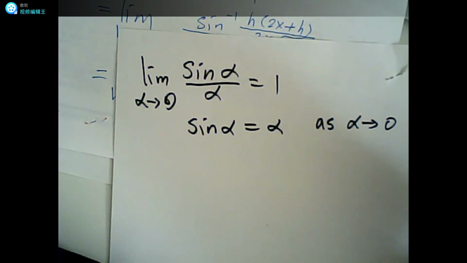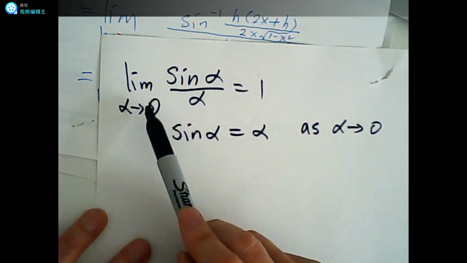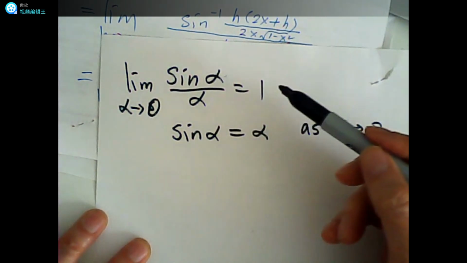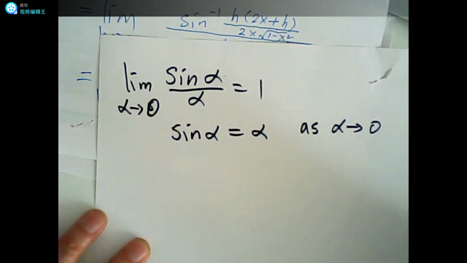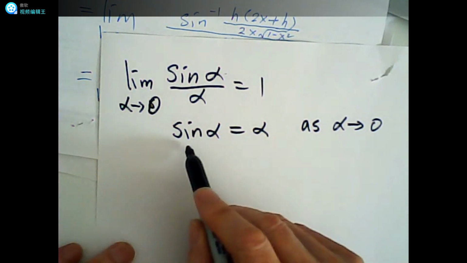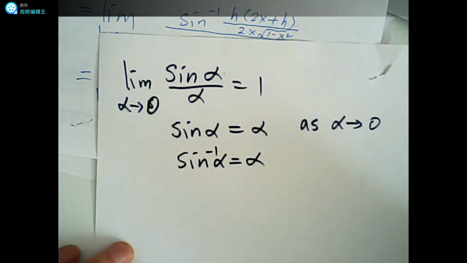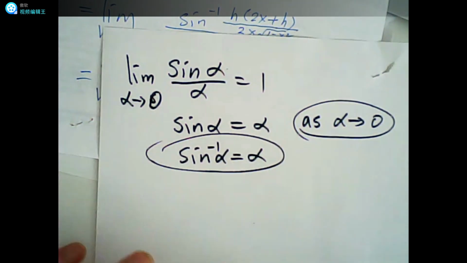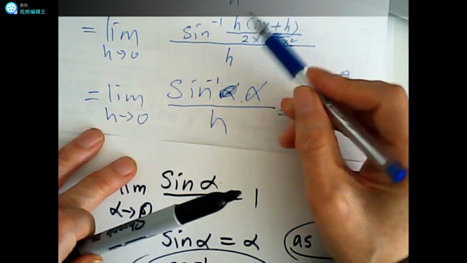This could be understood. I'll repeat again. The limit as alpha goes to 0 of sine alpha over alpha is 1, which means that when alpha is approaching 0, sine alpha is alpha. And if you write the arcsine, that means arcsine alpha is alpha. So as alpha goes to 0, this is this. Arcsine is. So we know that this goes to 0.